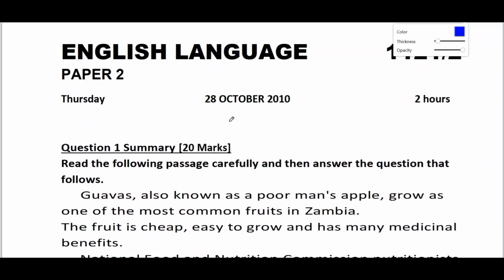Welcome, guys. We have a question in English language from the year 2010 for the internals. I want to deal with question 1 under summary writing, where we are given 20 marks, and as we can see, we have to do our level best for us to get at least 18 out of 20 marks. Read the following passage carefully and then answer the question that follows.